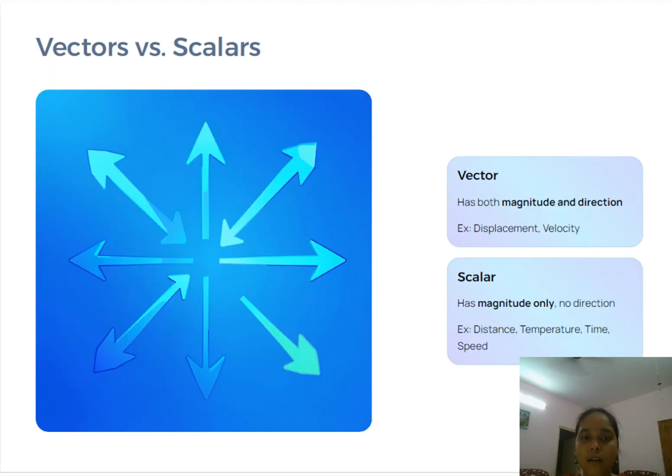So let us discuss the difference between vectors and scalars. Vector has only magnitude and direction. Example, displacement, velocity. Scalar has only magnitude but no direction, whereas vector has both magnitude and direction. Now, examples of scalar are distance, temperature, time, speed.